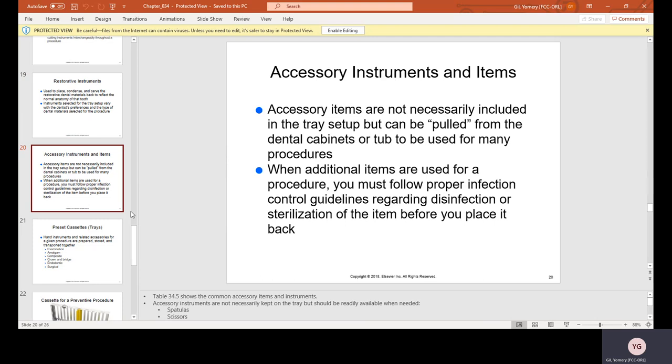It's stuff that if you don't already have it on the tray, you can always pull it out of a drawer. But you have to be careful that you're not touching the stuff that's inside the drawer with dirty gloves. You have to always have cotton tip pliers on the side, clean ones that you're not using on the patient's mouth, to reach for things that are in the drawer, like gauze or cotton rolls. And you need something clean that has already been sterilized in order to do that.